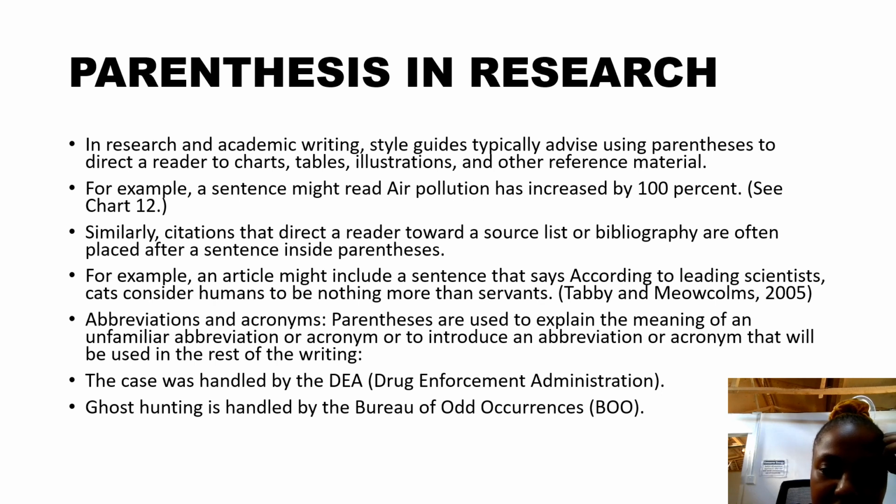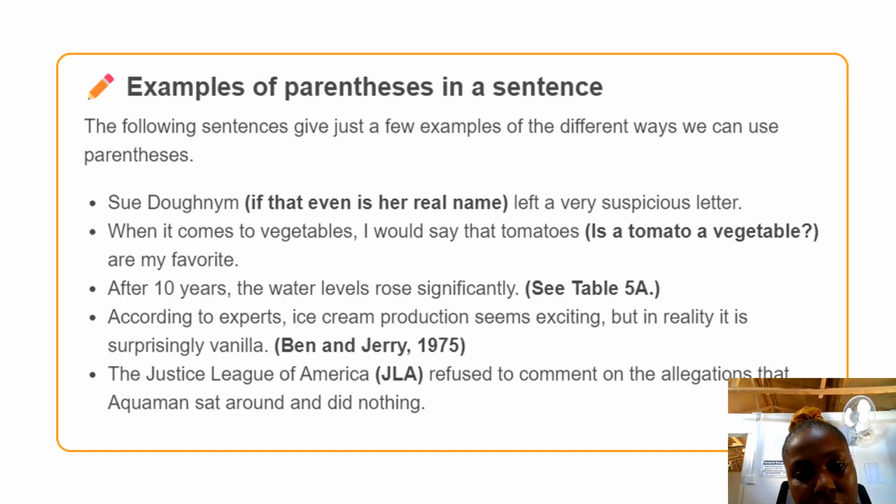For example, a sentence might read, air pollution has increased 100%. Similarly, citations that direct a reader towards a source list or a bibliography are often placed after a sentence inside parentheses. For example, a sentence is written, air pollution has increased by 100%, see chart 12. This thing you see in brackets, see chart 12, is the parenthesis. Why is it important? Whenever you mention a statement in your research and the statement was not yours, make sure you remember to do this. After the full stop of the sentence, you put a bracket and put your citation. So the citation is a parenthesis here. Always remember to quote whoever said the statement which you use. This is an example of the parenthesis in a sentence.